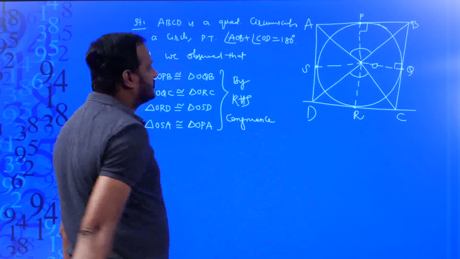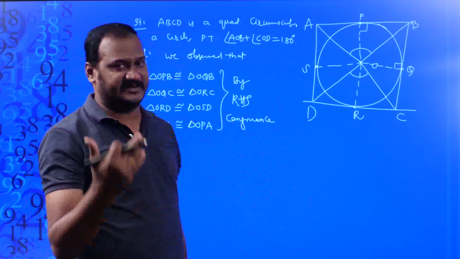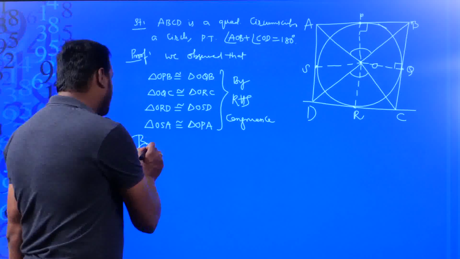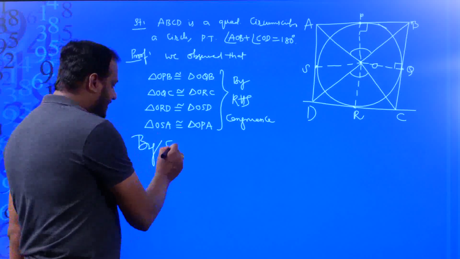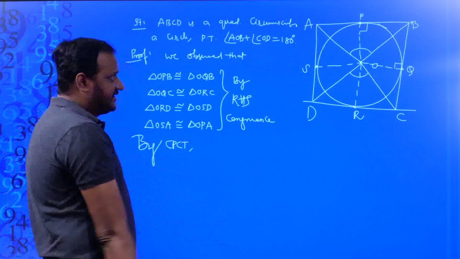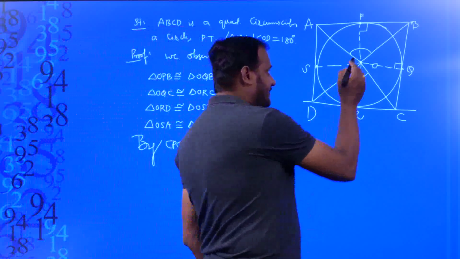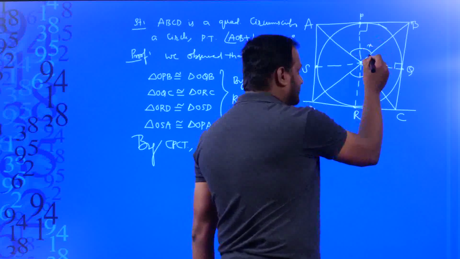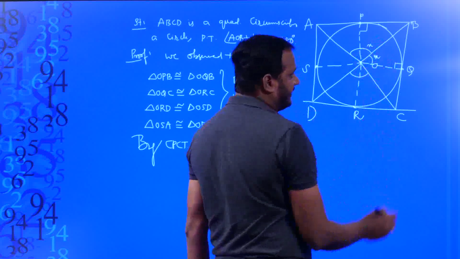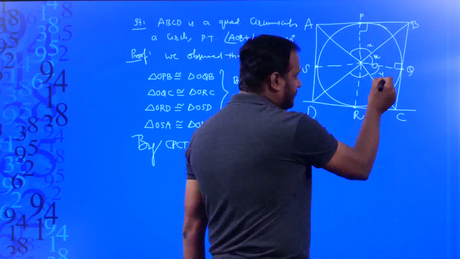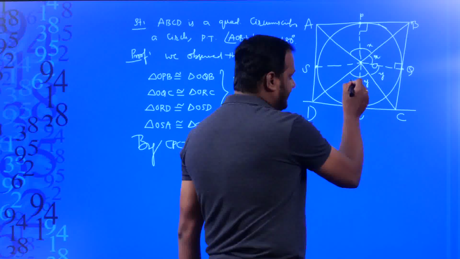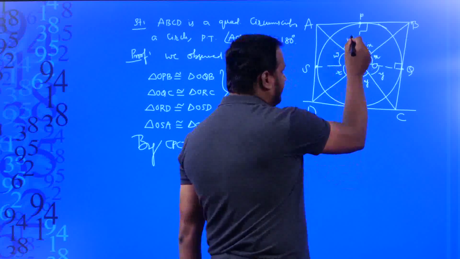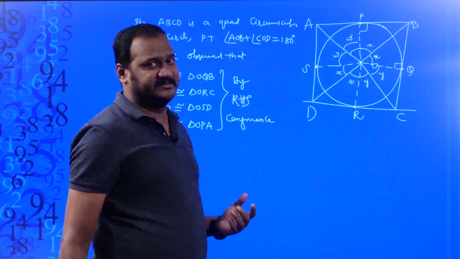So, since all the 4 triangles are congruent to 4 respective triangles, then by CPCT, this is the very important point that we are going to identify. By CPCT, we can say that, observe here, since these 2 triangles are congruent, this particular angle is equal to this angle, and this angle is equal to this angle, and this angle is equal to this angle, and this angle is equal to this angle. Already we proved that they are congruent.